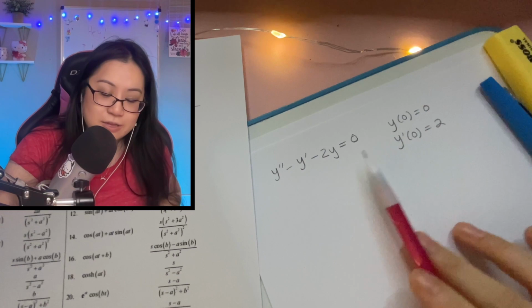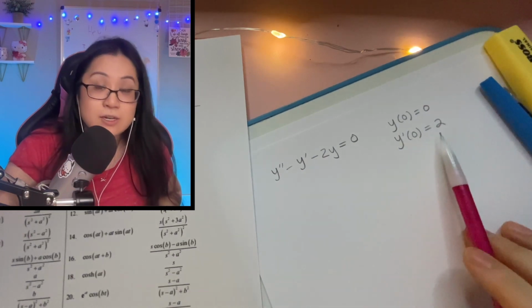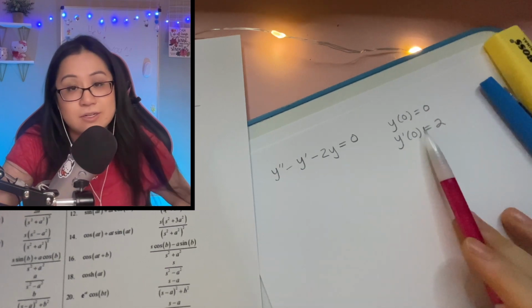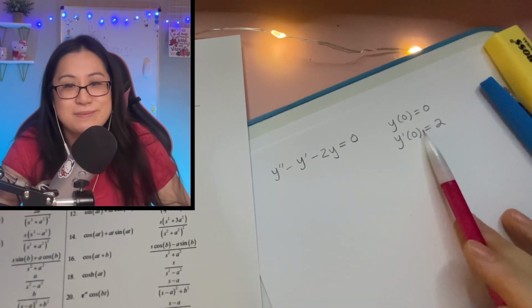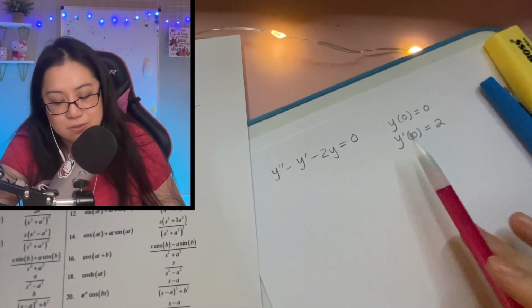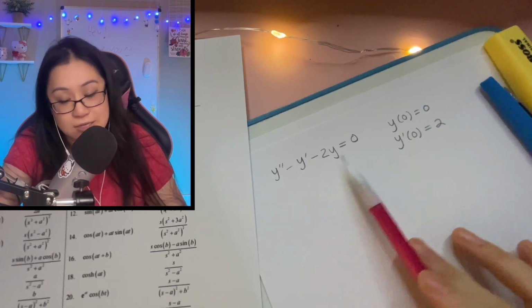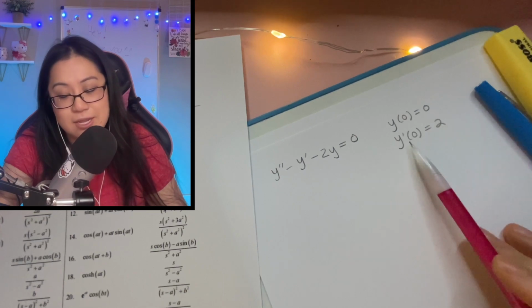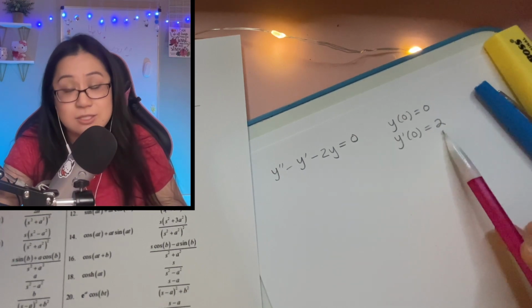But for this type of question, I'm given initial values. These kinds of problems in general are called initial value problems, IVPs. So I want to find that function that satisfies this equation, but also has y of 0 equal to 0 and y' of 0 equal to 2.